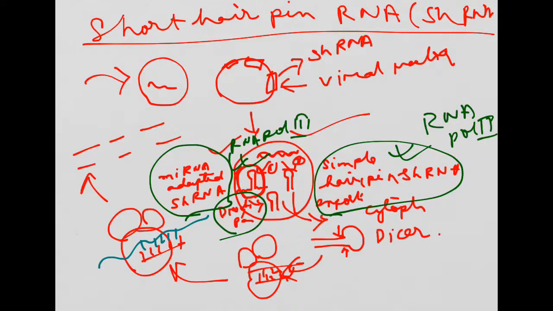So this is how siRNA, miRNA and shRNA are involved in gene silencing mechanism.